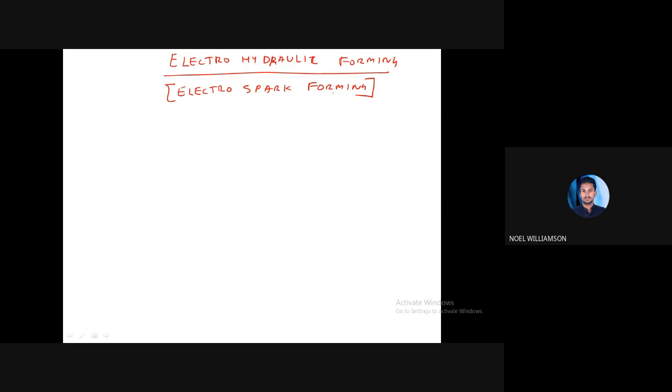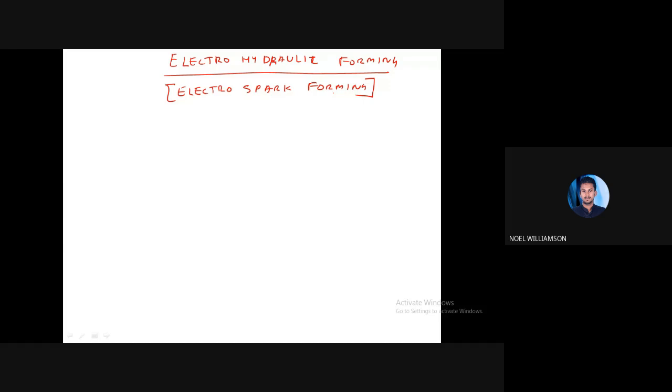In electrospark forming or electrohydraulic forming, a spark is generated. So using a sudden electric discharge, a spark is created between two electrodes. Between the two electrodes, a spark is generated, and this spark is created beneath the medium, water, anything, mainly water, in the same way as in explosive forming.